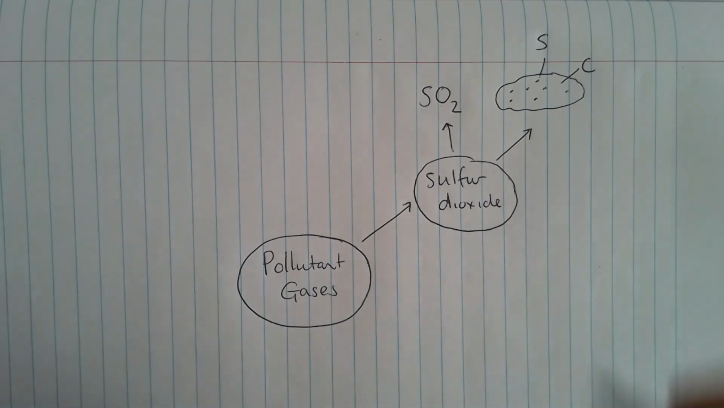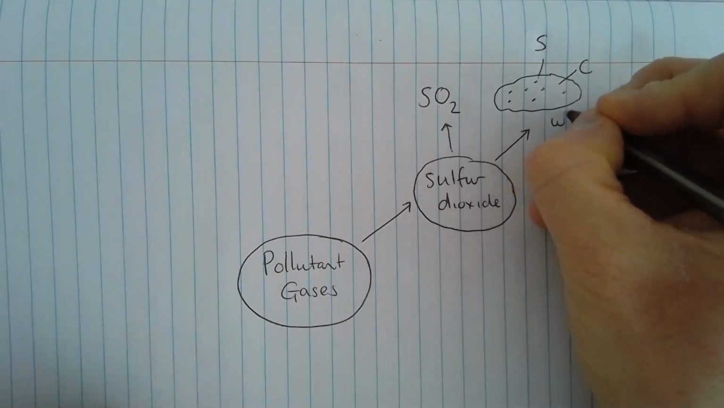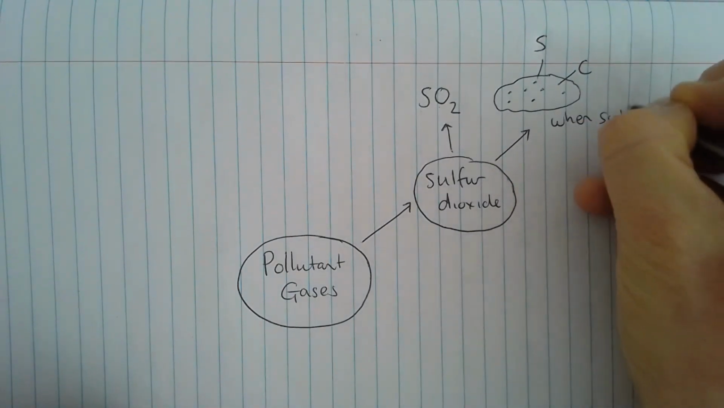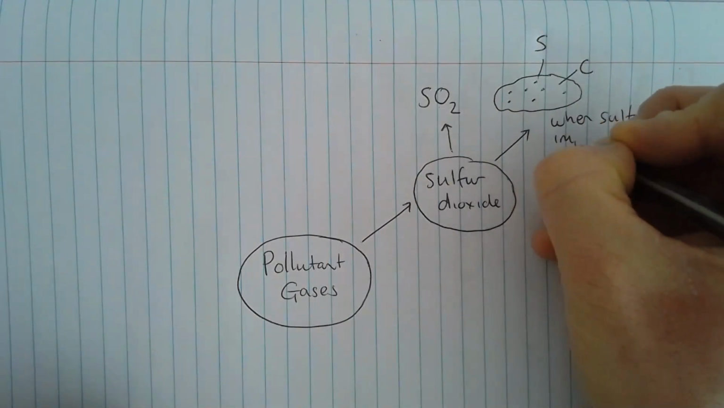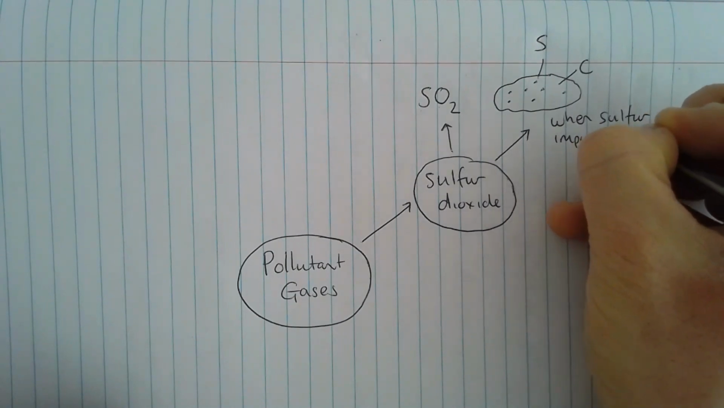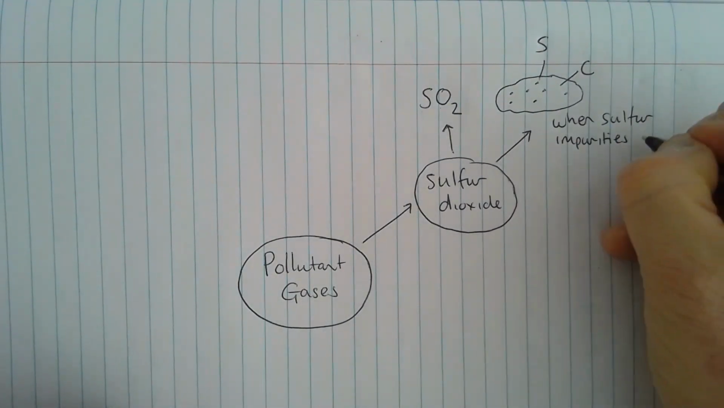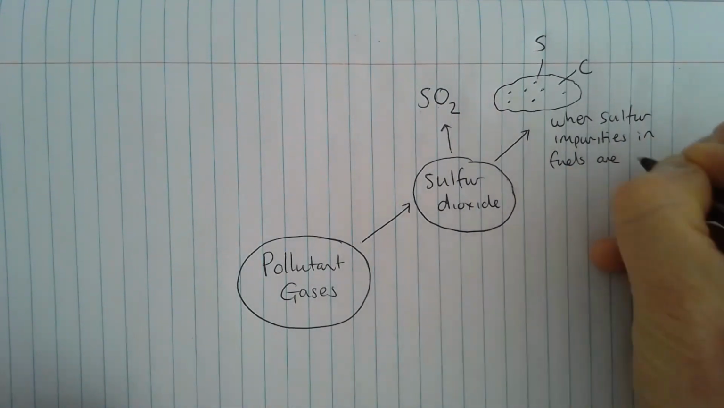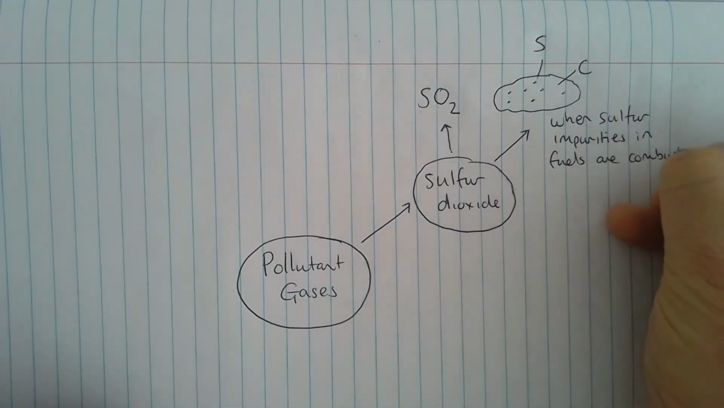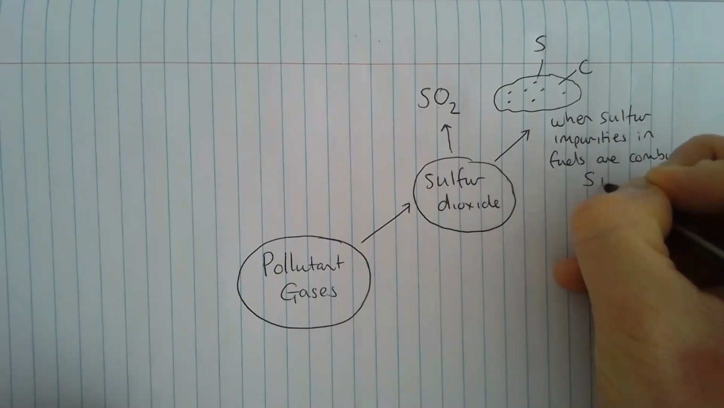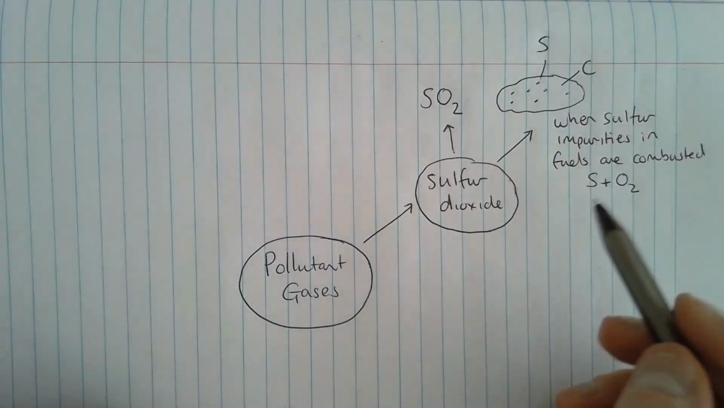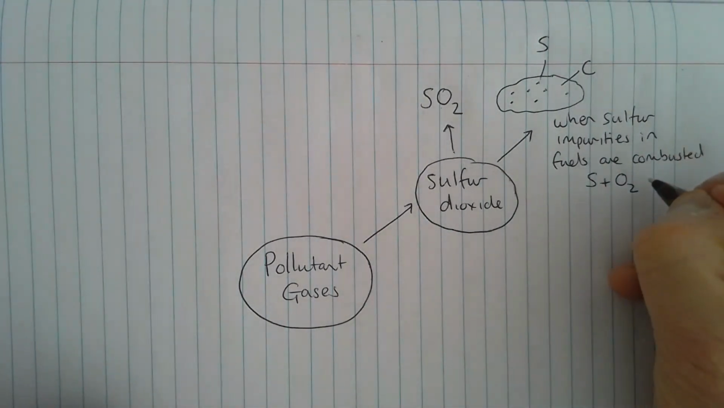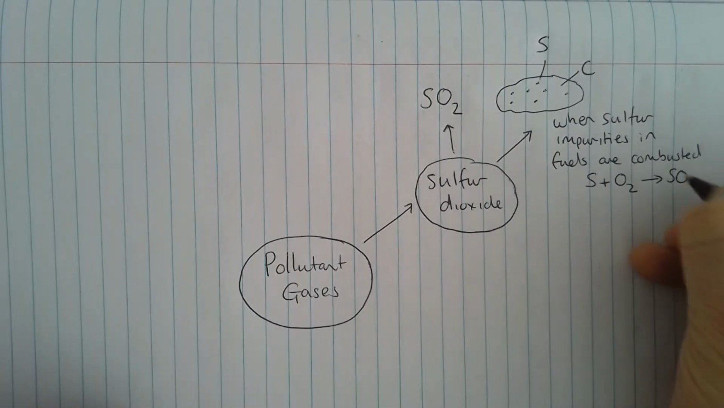So if I was going to summarize it, I would say it's when sulfur impurities in fuels are combusted, and we could summarize that with a chemical equation to say sulfur plus oxygen, O2, goes to make SO2.